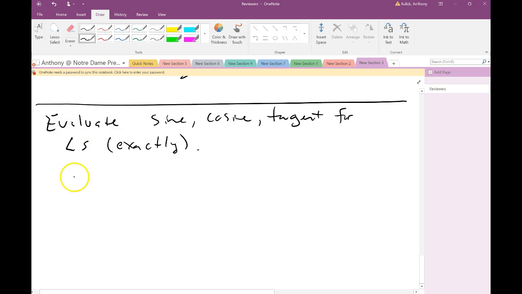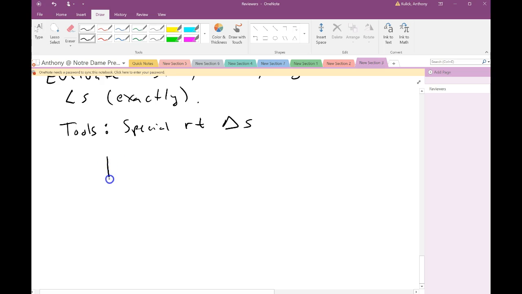So our tools are going to be the special right triangles. One of them is the 45-45-90 triangle, whose side lengths are x, x, and the hypotenuse is x square root of 2.